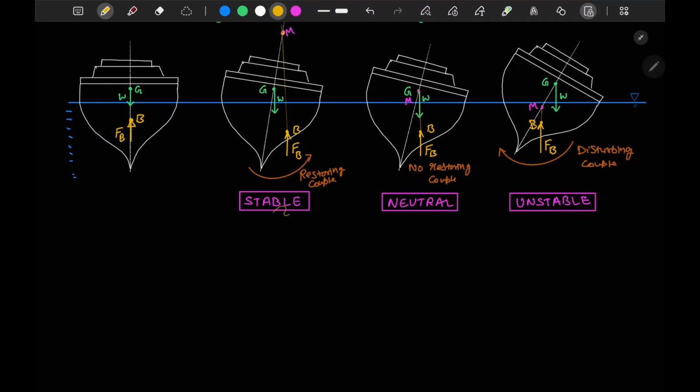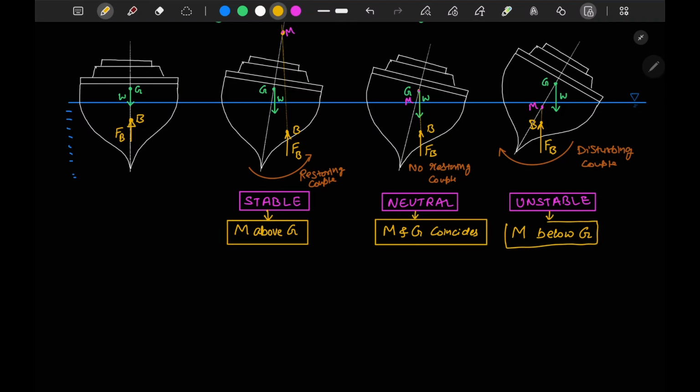Now, in case of stable equilibrium, we can say that M is above G. In neutral equilibrium, M and G coincide. And in unstable equilibrium, M is below G. So M above G is stable, M and G coinciding is neutral, and M below G is unstable.